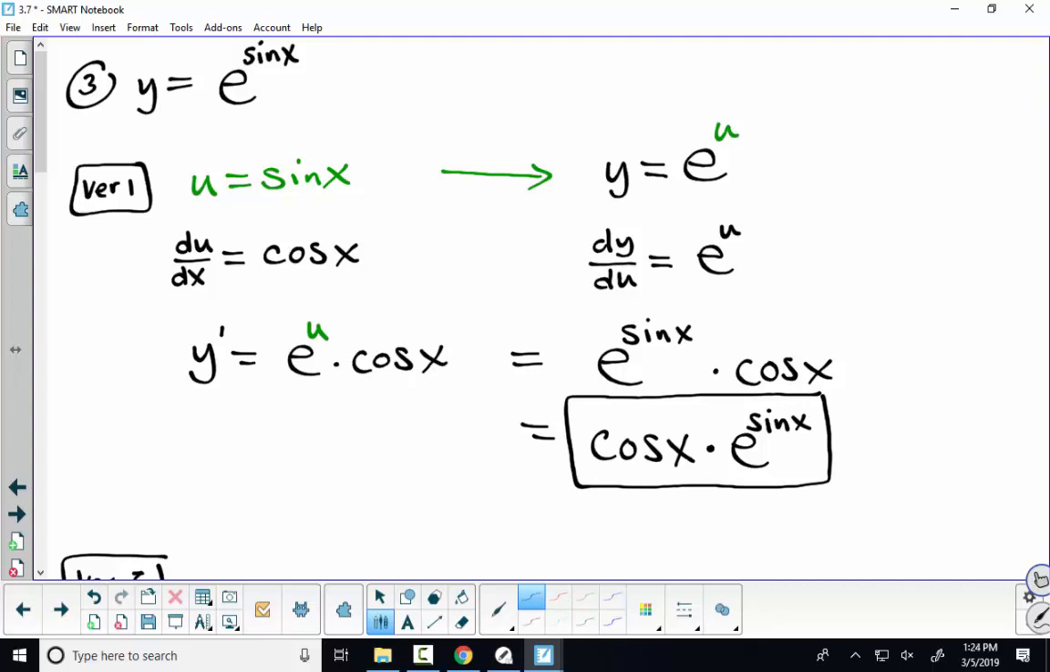So as these functions change, their structure changes. So you have to be aware of what's the inner and what's the outer. Sometimes you can have a function that consists of the composition of 3 functions as opposed to 2 functions. So when those arise, you have to be more careful.